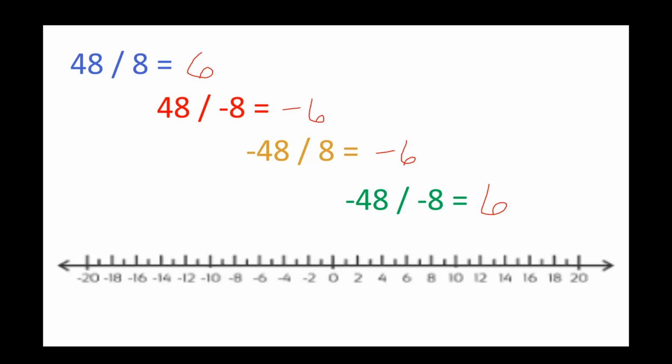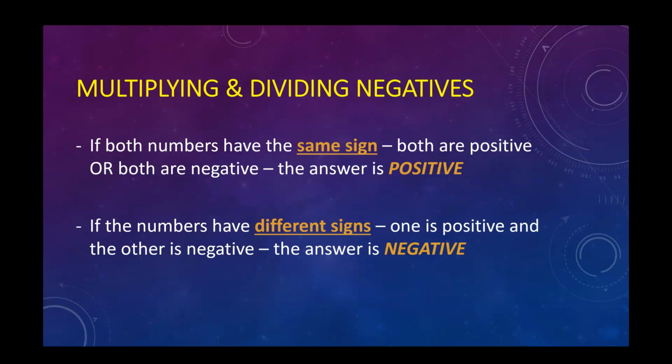Again, with division, just like multiplication, if the numbers have the same sign, the answer will always be positive. Only if the numbers have different signs, one is positive and the other negative, then the answer is negative.